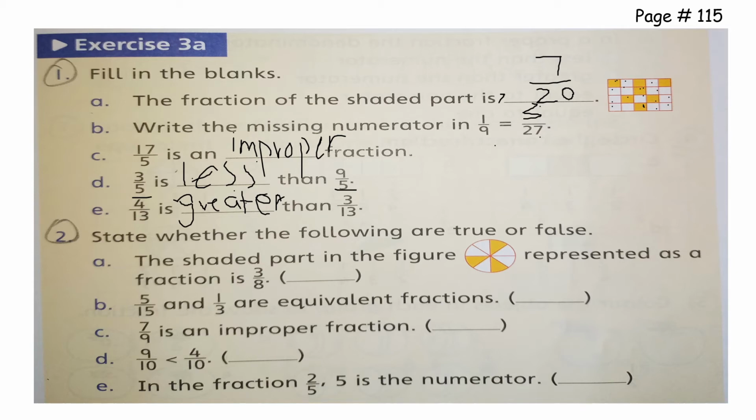Write whether the following are true or false. The shaded part in the figure represents the fraction. Okay, how many are total parts? 1 2 3 4 5 6 7 8. So 8, yes, the denominator is correct. And how many are shaded parts? So yes, it is true.